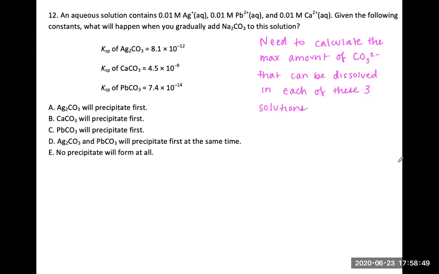Okay, here we have more solubility questions, but it's written in a little bit of a different way. The idea here is that we have a beaker and it has some silver ions, has lead ions, has calcium ions. And we're trying to think, if we added sodium carbonate, again, sodium isn't going to come into play with solubility, but carbonate will.